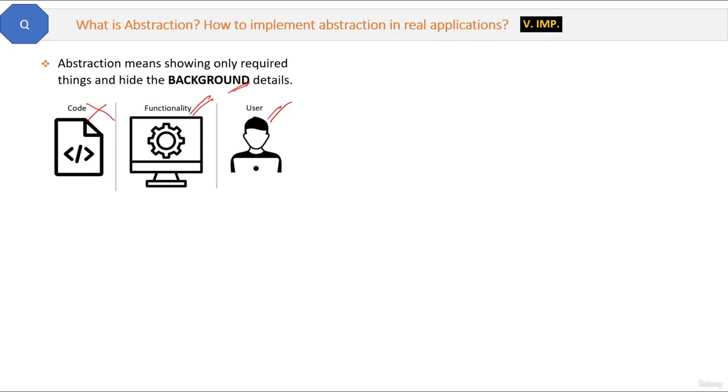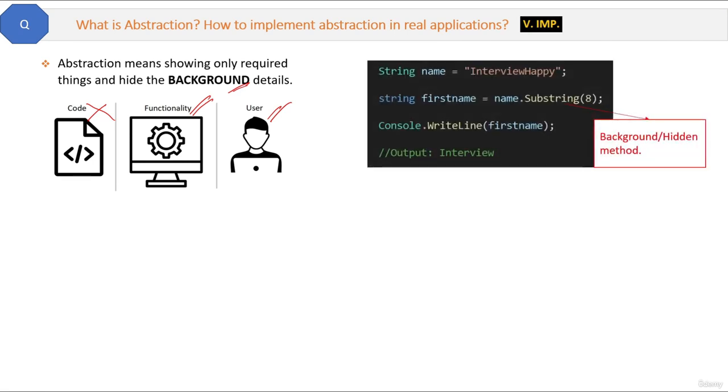Similarly, in coding also, we can create an application in such a way that one developer can use a function, but internally he might not be aware how the function is working. Let me show you the code example. Here you can see we are using the substring method of the string class, right? Now, do you know how this substring method is working internally? This method is somewhere inside the base class library of the .NET framework, and without knowing the background details, you are using this method. That is also a kind of abstraction.